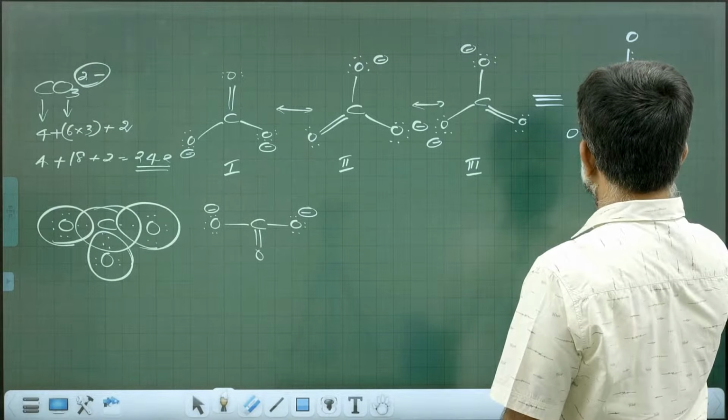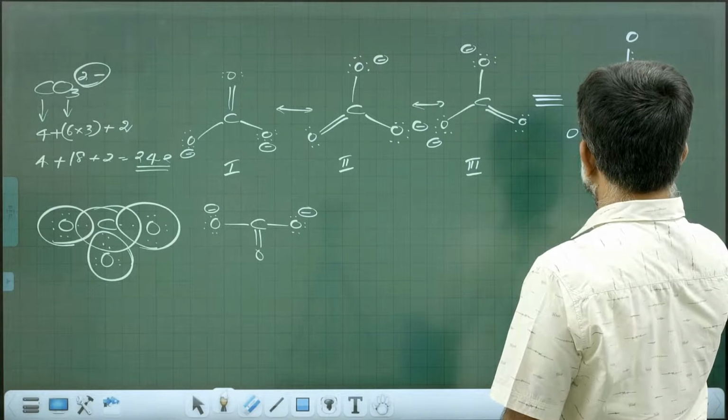Or you can use this: it is the difference between the number of valence electrons of an atom in an isolated or free state and the number of electrons assigned to that atom in the Lewis structure. Either you can apply the formula or you can think about this difference. Let us investigate how to find the formal charge.